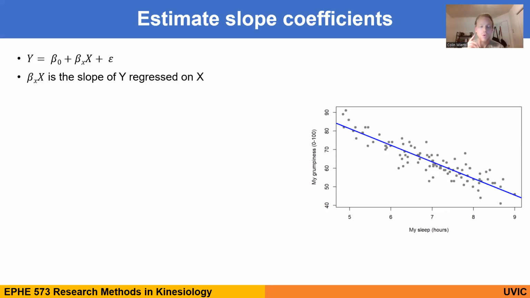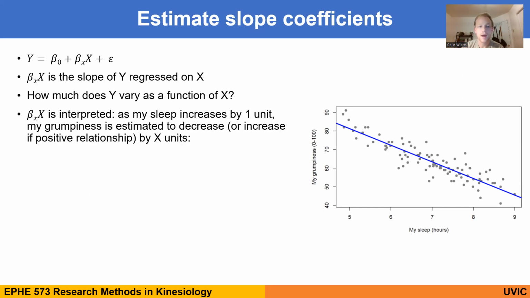So we have two coefficients that we're estimating. We have the slope of y regressed on x. That's our beta x value. So how much does y vary as a function of x? So basically trying to understand, what is the relationship between x and y? How strong is that relationship? And so we interpret our slope coefficients, if we're using this example, as: my sleep increases by 1 unit, my grumpiness is estimated to decrease, or increase if it's a positive relationship, by x units.